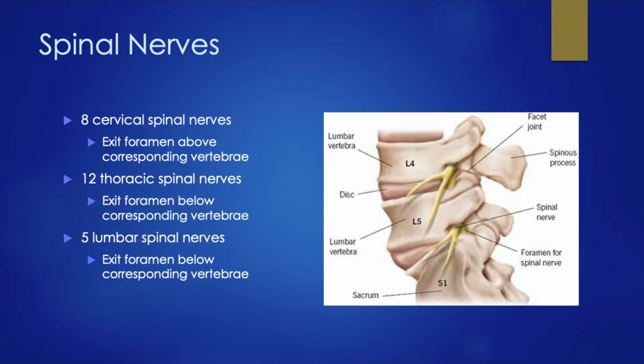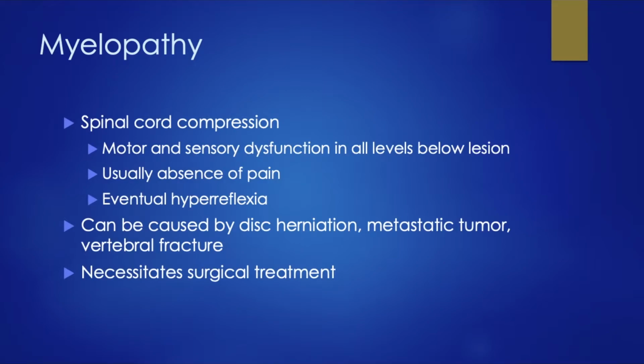In the thoracic and lumbar spine, spinal nerves exit in the foramen below their corresponding vertebrae. So the L5 spinal nerve exits below the L5 vertebra. Myelopathy is compression of the spinal cord. Myelopathies affect the tracts running through the spinal cord, so there is motor and sensory dysfunction in all myotomes and dermatomes below the level of compression.